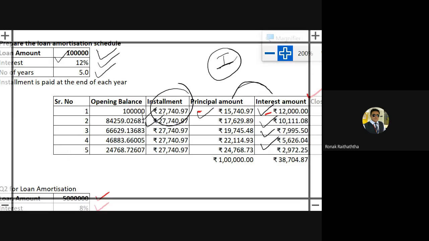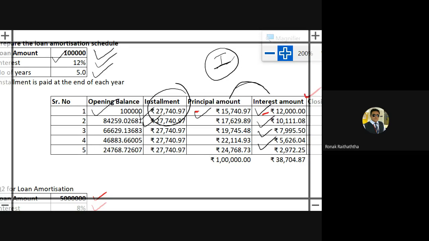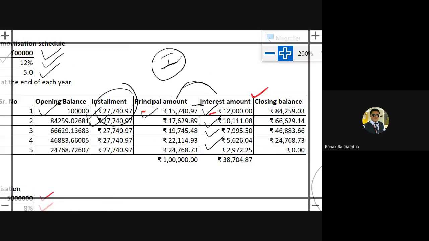So the first one shall be the opening balance. Once you have the serial numbers of all the periods, then you have the installment amount, which will remain the same for all the number of years. From the installment amount, there would be a deduction of the principal amount, and the rest of the amount shall be the interest. So the total of these two is nothing but the installment amount.